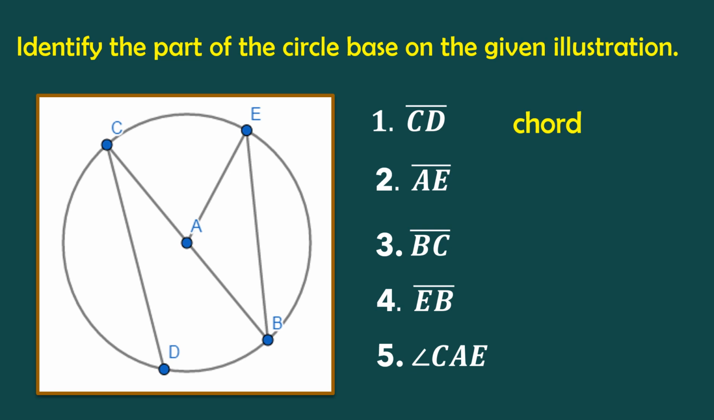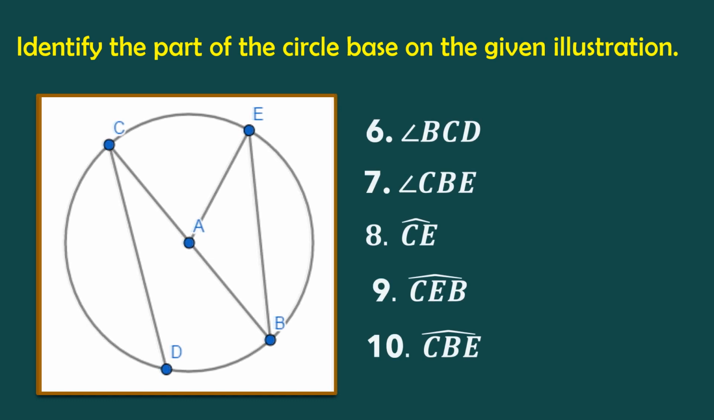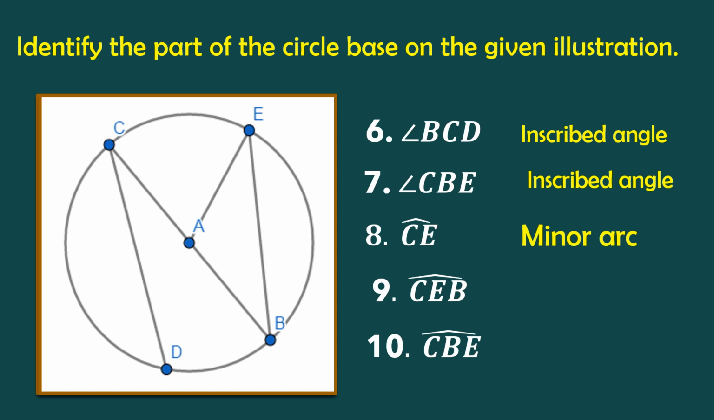Segment CD is a chord. Segment AE is a radius. Segment BC is a diameter. Segment AB is a chord. And angle CAE is an example of a central angle. Angle BCD is an example of an inscribed angle. Angle CBE is also an inscribed angle. Arc CE is a minor arc. Arc CEB is a semicircle. And arc CBE is an example of a major arc.